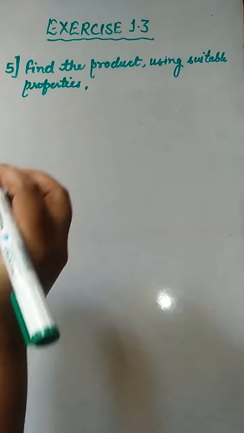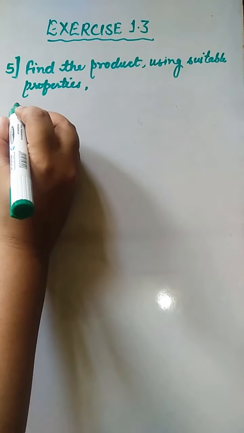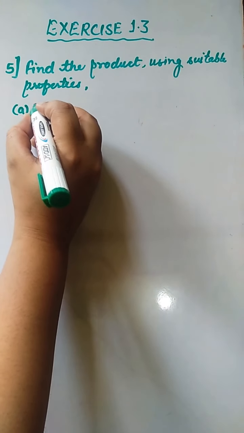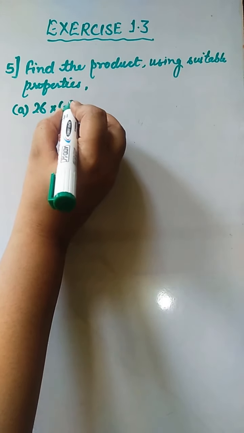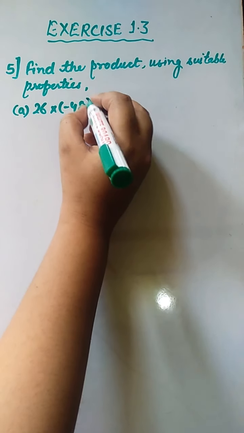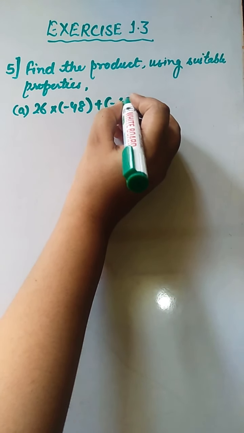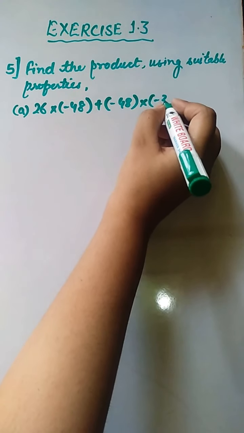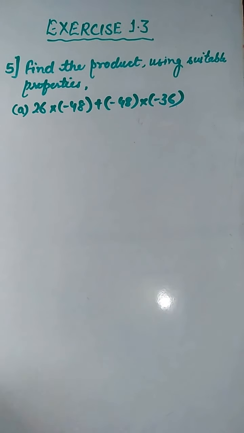So let us start with question number fifth. A part I am going to do 26 into minus 48 plus minus 48 into minus 36. Now if you see in the question, it is given find the product using suitable properties. So I have told you so many properties of integers, multiplicative properties we have discussed, and I have discussed in my earlier videos also. So one of the property was distributive property.